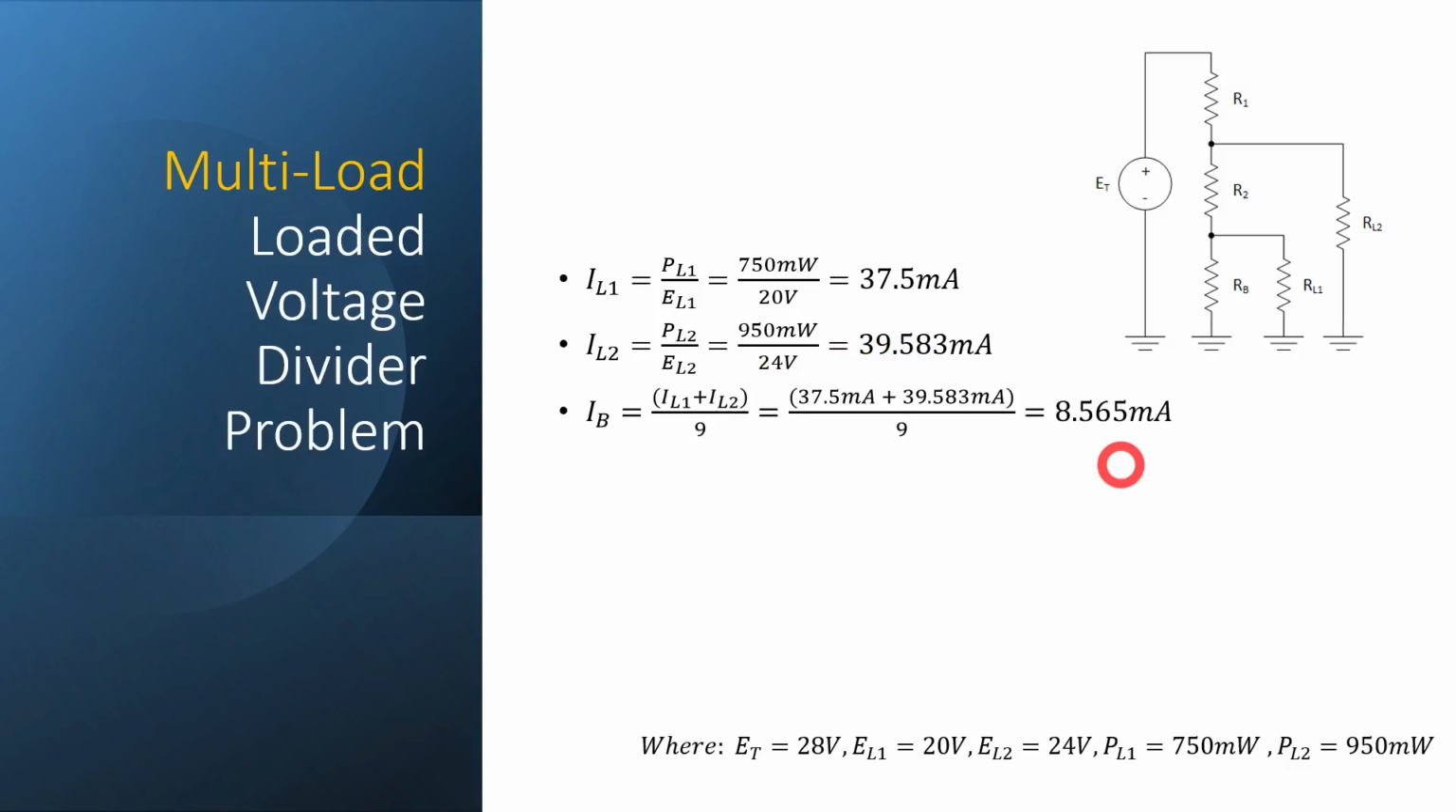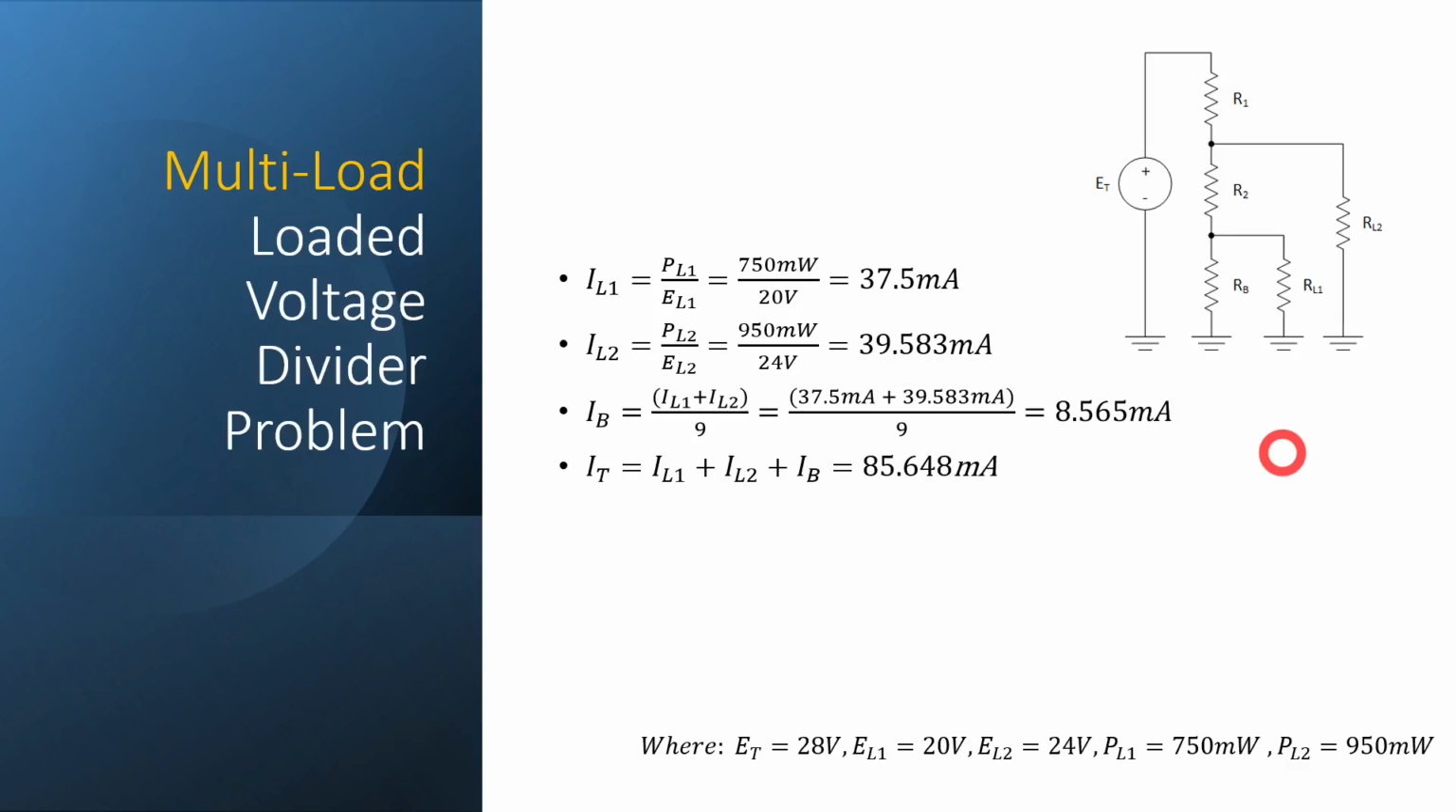And then we can figure out our bleeder current. Our bleeder current will be the sum of the two load currents divided by 9, meaning 90% would go through those, leaving us 10% going through our bleeder resistor. So we add those two together, divide by 9, and we get 85.565 milliamps.